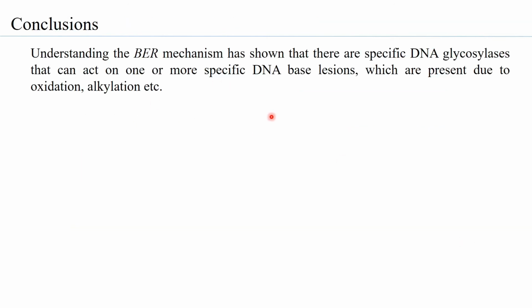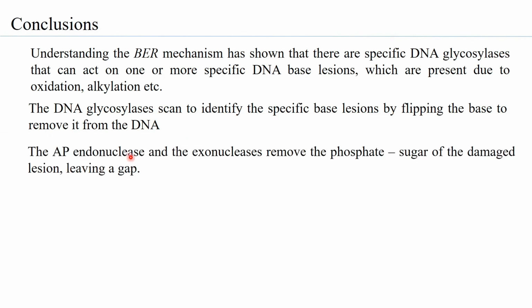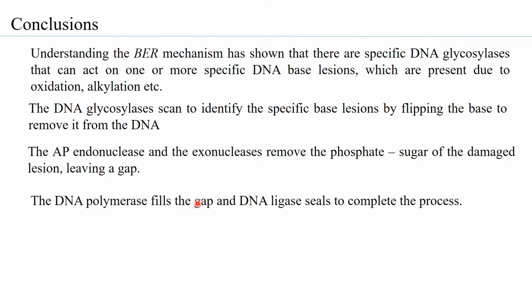So let us conclude. Understanding the BER mechanism has shown that there are specific DNA glycosylases that can act on one or more specific DNA base lesions which are present due to oxidation, alkylation, etc. The DNA glycosylases scan to identify the specific base lesions by flipping the base to remove it from the DNA. The AP endonuclease and the exonucleases remove the phosphate sugar of the damaged lesion, leaving a gap, and that gap is filled by the DNA polymerase, and the final seal is done by the DNA ligase to complete the process.